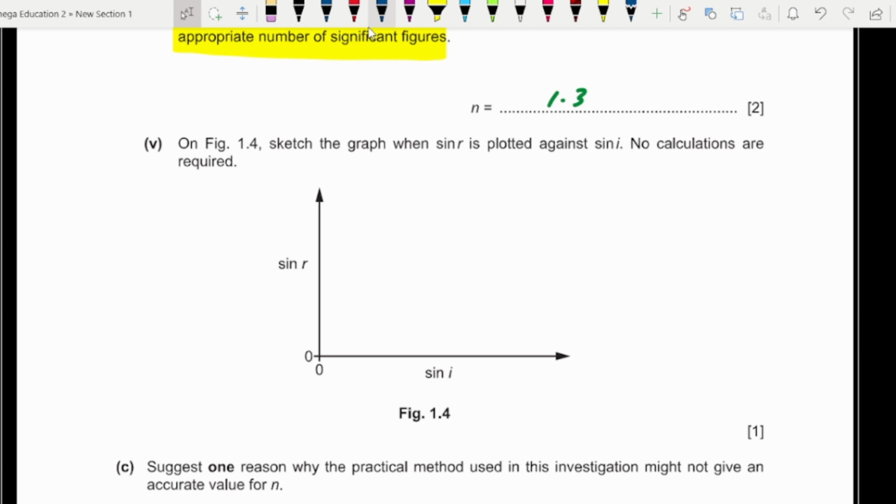Anyway, on to the next one. On figure 1.4, sketch the graph of sine R plotted against sine I. No calculations are required. As the angle of incidence increases, the angle of refraction also increases. So it has to be a straight line.